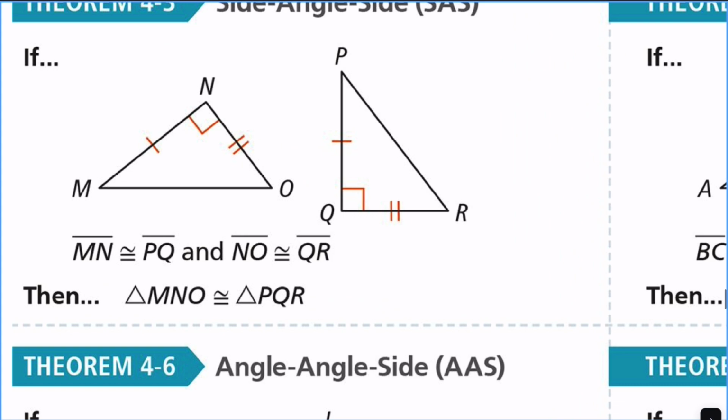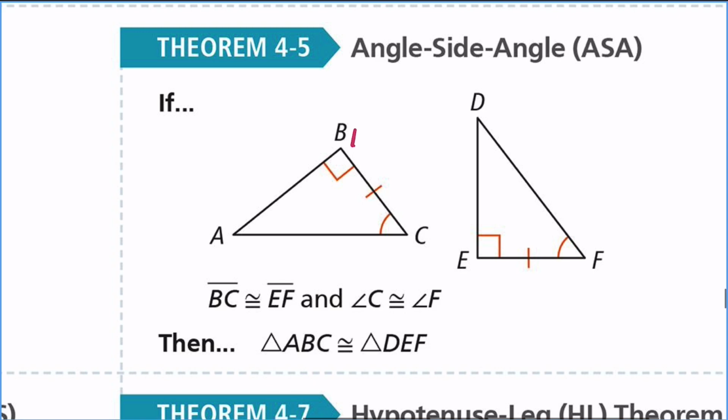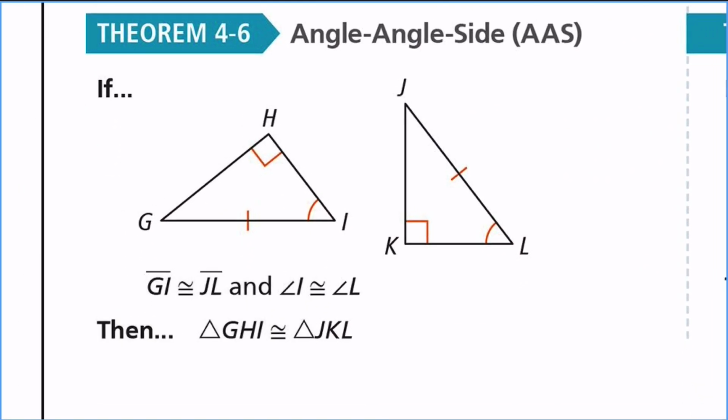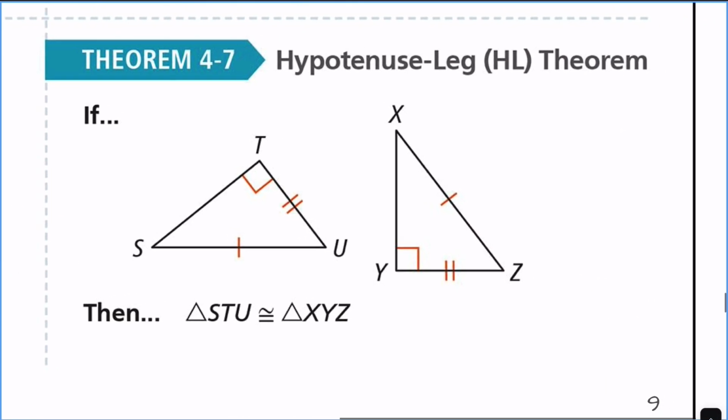So here is where you actually have side, angle, side with a right angle. Here's where you have angle, side, angle with a right angle. Here we have angle, angle, side, where only one side is being used and two angles are being used. Where we have a skipped over or hopped over side, HI and KL. And then this last one is the hypotenuse leg, because we do have a hypotenuse, we do have a leg, and we do have a right angle.